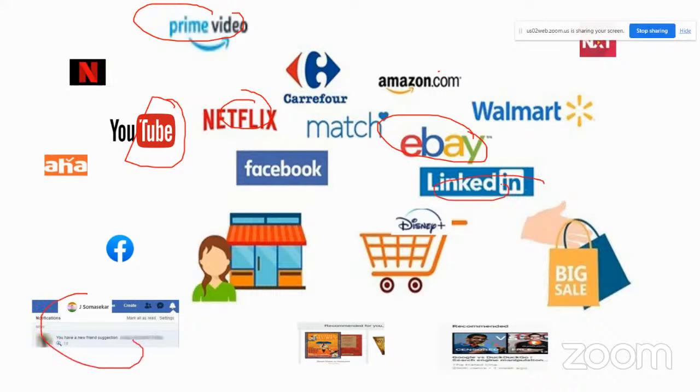Whenever you open a streaming service, let us assume YouTube, you will get recommendations of videos. Whenever you go to e-commerce websites, you will get recommendations of products. Even when you open social media websites like LinkedIn or Facebook, you will get friend request recommendations. So now the question is: what exactly is happening behind this, and how does machine learning play a vital role? Every day we are being influenced by this recommendation system, but we don't know what a recommendation system is, what exactly is happening behind it, and how machine learning comes into the picture.